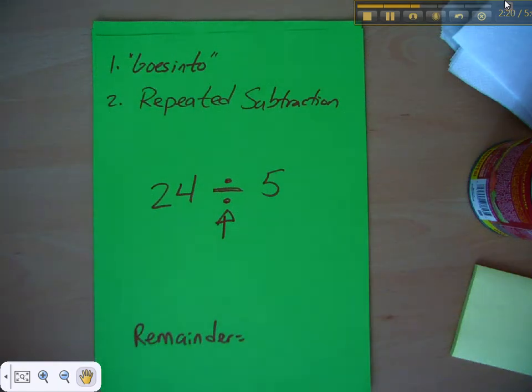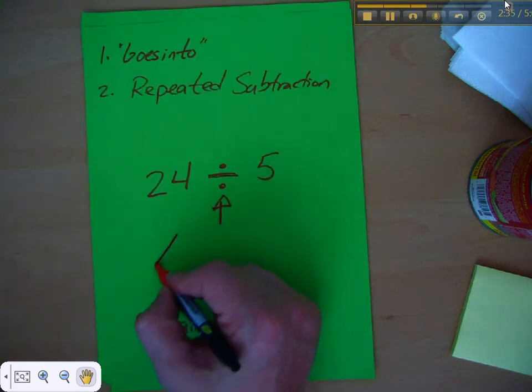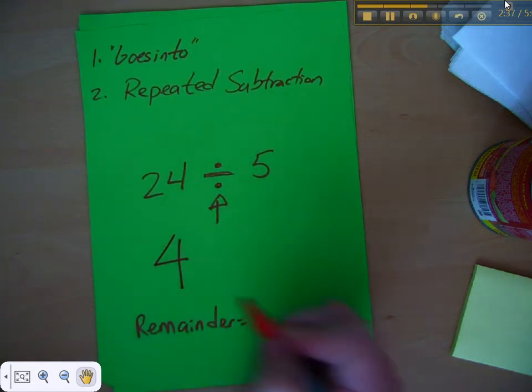Now, can you get closer? I'll try. Can 5 go into 24 5 times? No, because 5 times 5 is 25. I've gone 1 over. So, we said that 5 can go into 24 4 times. And how many's left over?